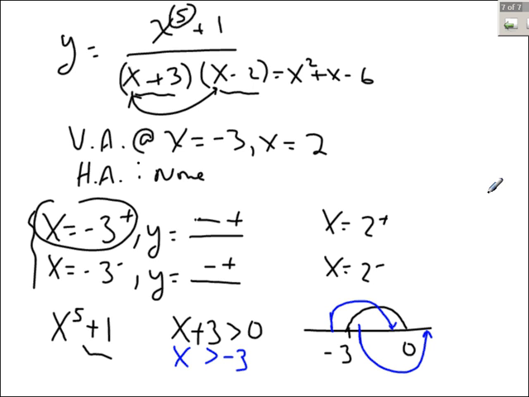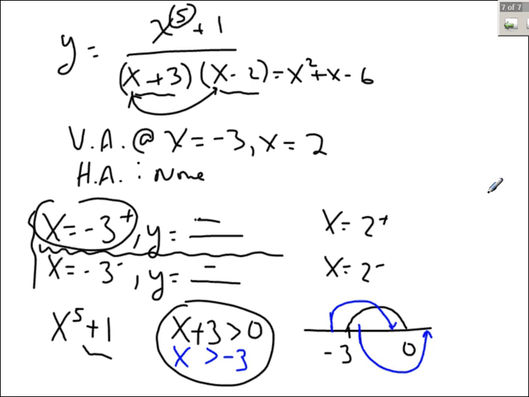Oh, excuse me. So this result should go in the bottom. So what happened? These two are negative on the top. And the bottom one, if you're more than -3, x plus 3 is positive. If you're less than -3, x plus 3 is negative.